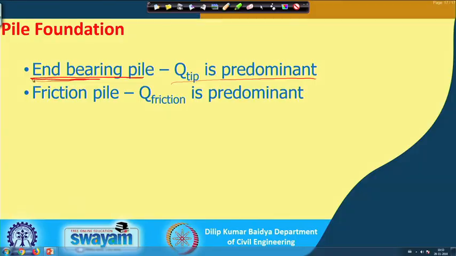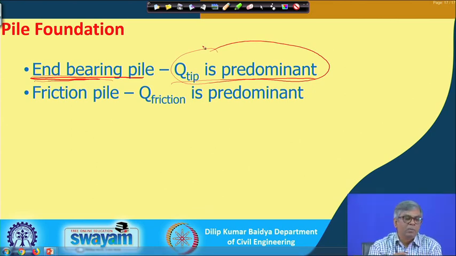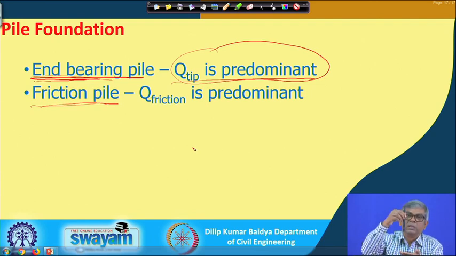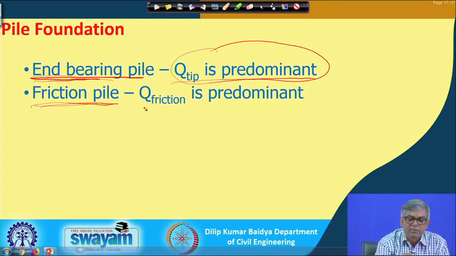So in general, when it is an end bearing pile, Q tip is predominant, that means a larger quantity of resistance comes from the base of the pile, whereas for a friction pile, the friction is predominant. Though frictional resistance is there throughout the depth, the pile is ultimately resting on some soil, so some resistance also comes at the tip because of the bearing capacity of the soil, but that contribution for a friction pile is sometimes negligible or small compared to the frictional resistance. So for a friction pile, Q friction is predominant.